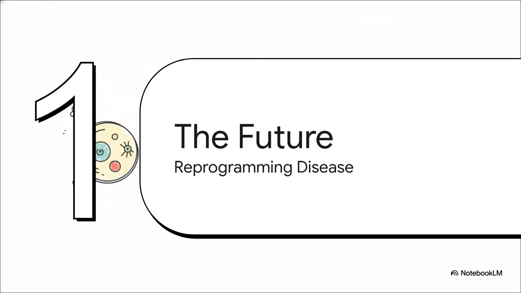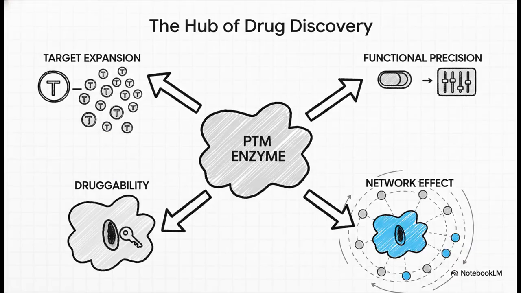So this evolution in thinking, from simply blocking a system to actively hijacking it, it really points to a much bigger idea. We're moving beyond just hitting single targets and toward reprogramming entire cellular systems. So why have these PTMs become the absolute hub of drug discovery? Well, it really boils down to 4 huge advantages. First, target expansion. They give us hundreds of new targets we can go after. Second, functional precision. You can fine-tune a system instead of just using a sledgehammer to turn it off. Third, they're druggable. These enzymes have these perfect little pockets that drugs are designed to fit right into.